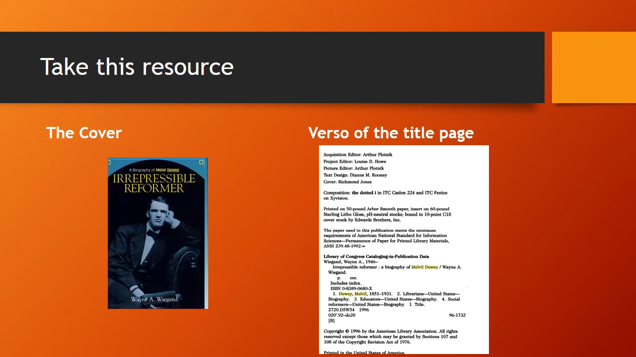And it gives us a possible call number. This is a Library of Congress number. And the one below it, 020.92, is a Dewey Decimal number. Hope you recognize those.